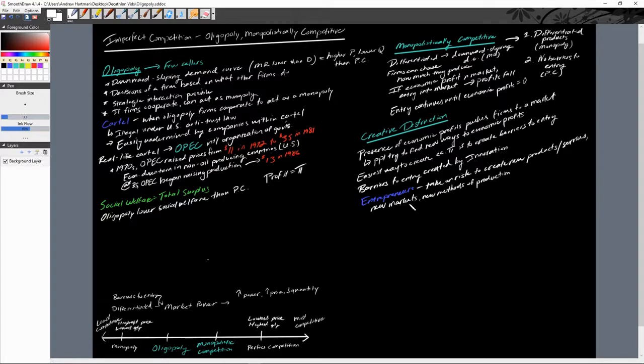So the reward for being an entrepreneur is those economic profits that we've talked about. If you're the first to a new market, you're going to recoup a lot of the economic profits before anybody else can get in. If you're the first to the market, you recoup most of the economic profit.